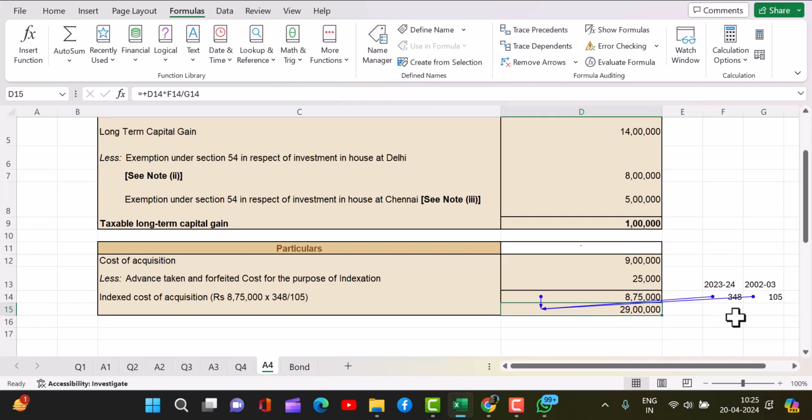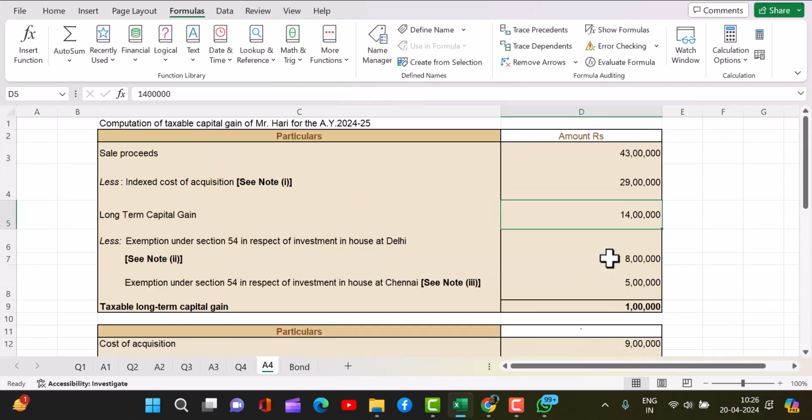So it is basically 348 by 105. The 8.75 lakhs multiplied by 348 divided by 105 comes to 29 lakhs. Is that okay? So what we'll do with the advance, we're going to reduce the advance and calculate his cost of acquisition. It will lower the cost of acquisition, and then at the lower cost of acquisition, the indexation benefit will be applied, and then this will go here, 29 lakhs. So 43 minus 29, that means his long-term capital gain will be 14 lakhs.